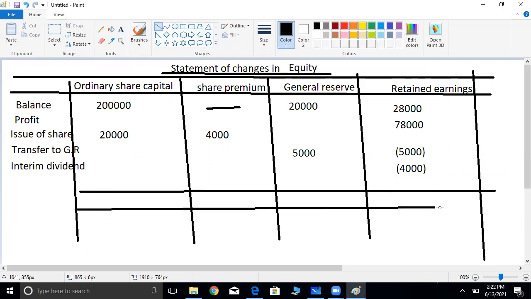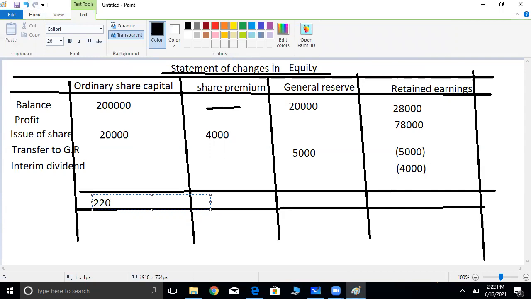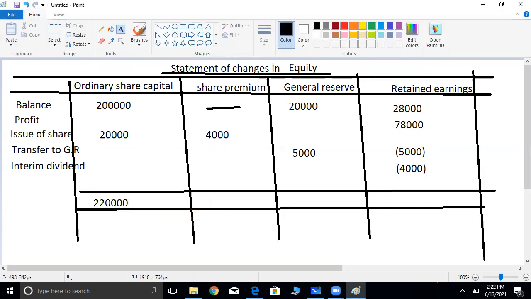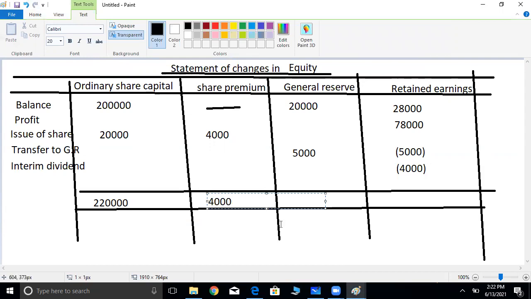And now I am going for the total because these totals are going to be written in the balance sheet also. So this will become 2,28,000. The ordinary share capital total will become 2,20,000. Share premium was not there in the past, but we have issued shares for 4,000 premium. So 4,000 will come over here and 25,000 will come in this column. And in the retained earnings column I have to do 28,000 plus 78,000 minus 5,000 minus 4,000, and the answer will become 97,000. So this will become 97,000. So this is how we prepare statement of changes in equity.